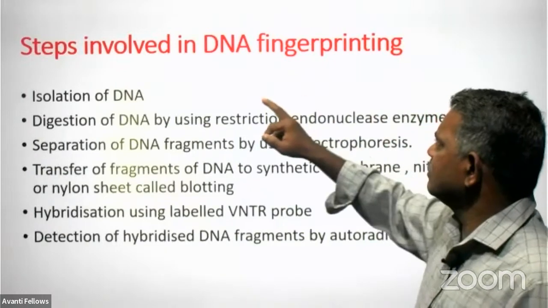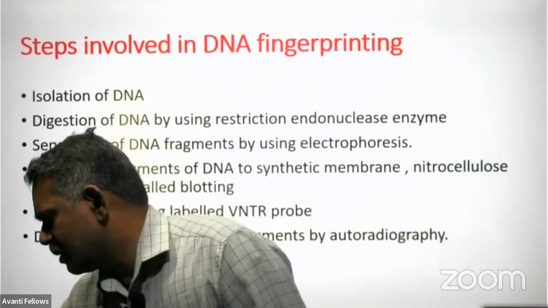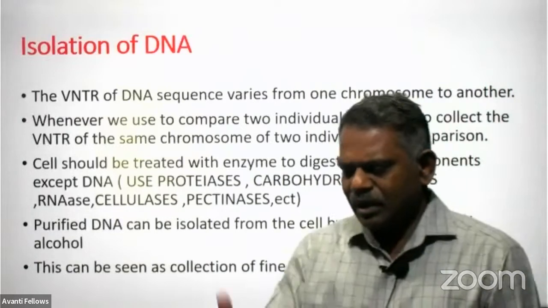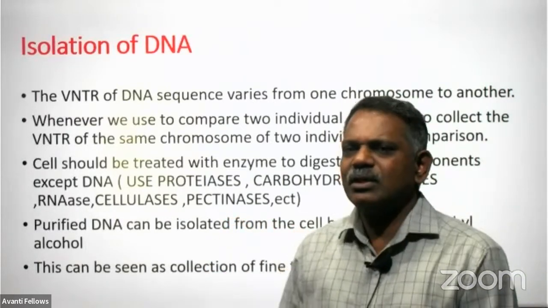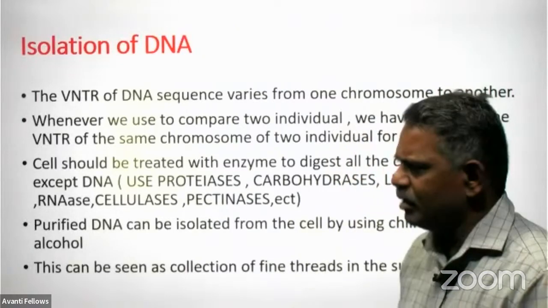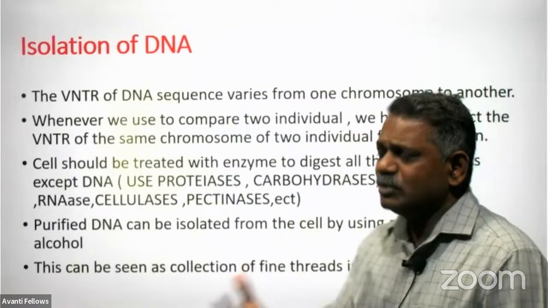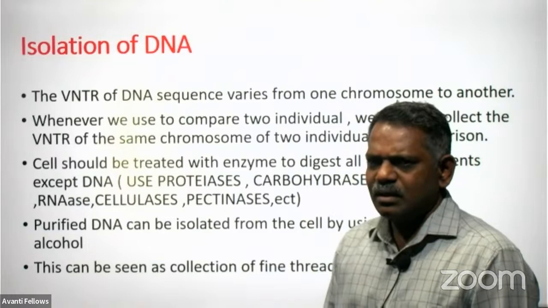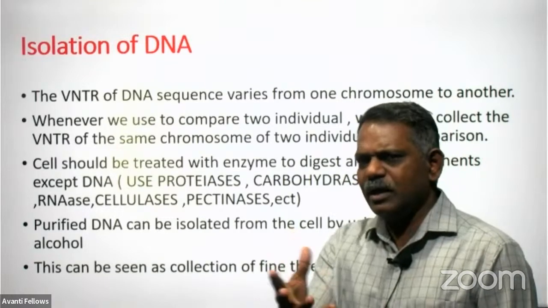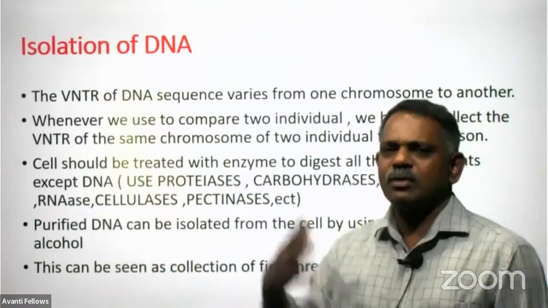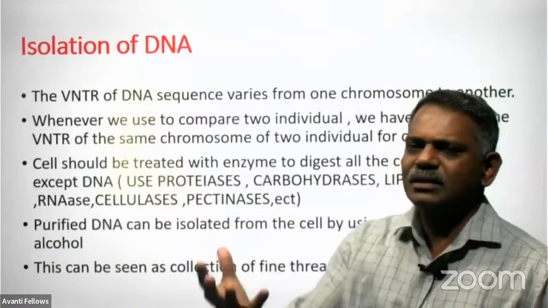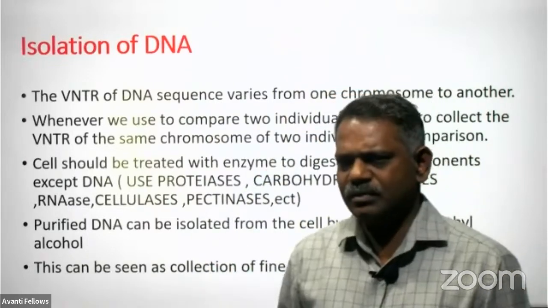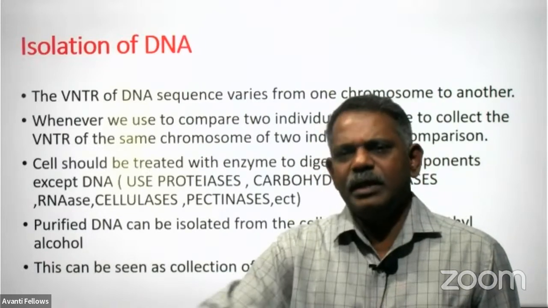So these are the different steps involved in the process of DNA fingerprinting. The first one is the isolation of DNA. After getting a cell from the scene of crime, we have to make the DNA fingerprint with that. We have to isolate the DNA present in the nucleus of that particular cell. How to isolate it? We need only DNA, not RNA, protein, carbohydrates, or lipids. So we have to treat the cell with all types of digestive enzyme, except DNases. If you treat it with DNase, naturally the DNA will also be digested.